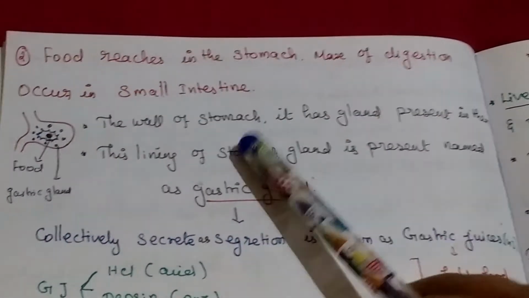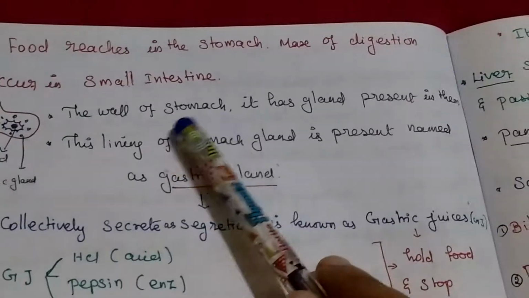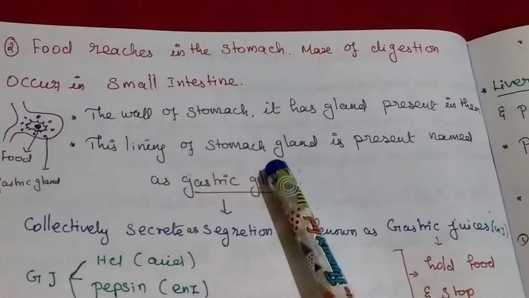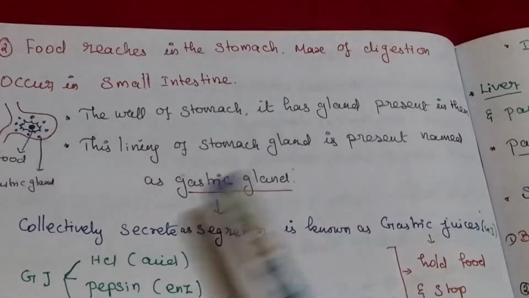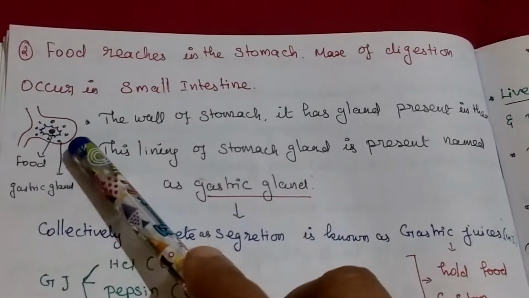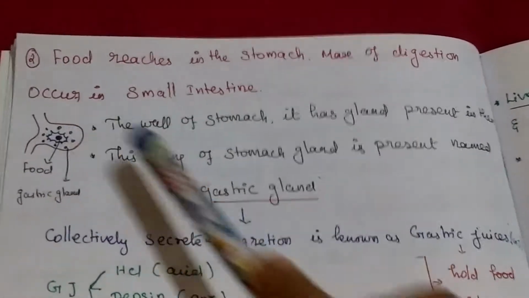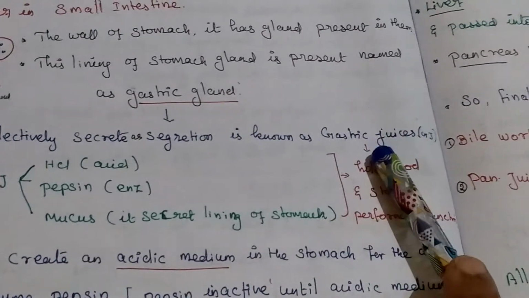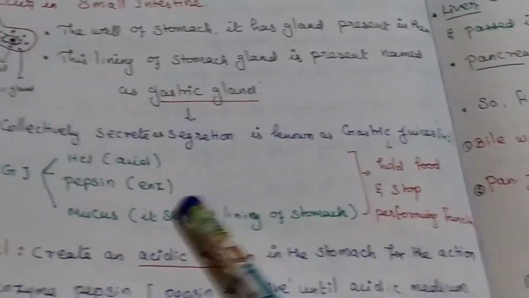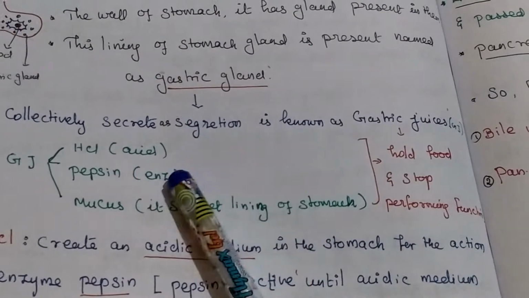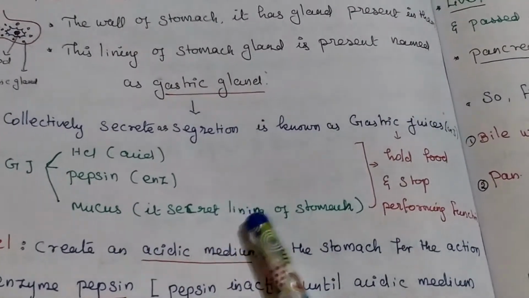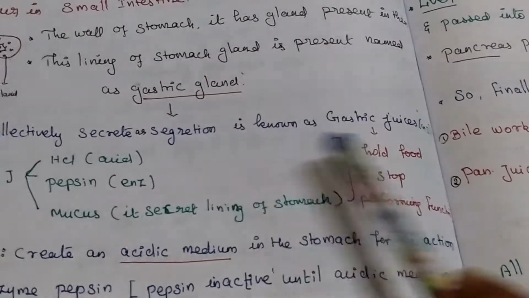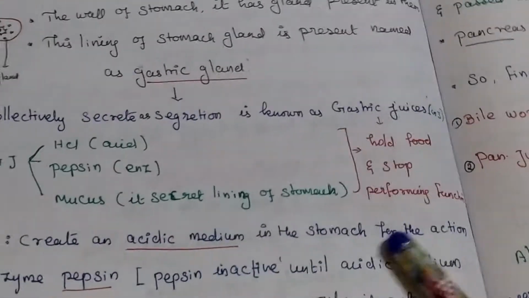Maximum digestion occurs in the small intestine. The wall of the stomach has glands present in it. The glands in the lining of the stomach are called gastric glands. These small round parts are called gastric glands. They secrete gastric juice containing HCl acid, pepsin enzyme, and mucus, which are secreted by the lining of the stomach.